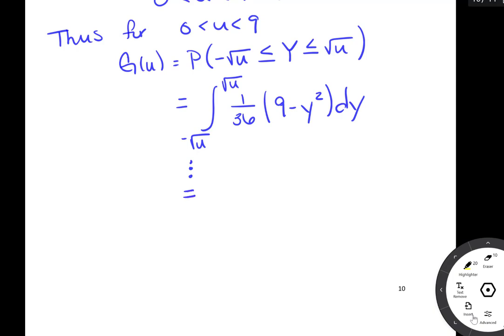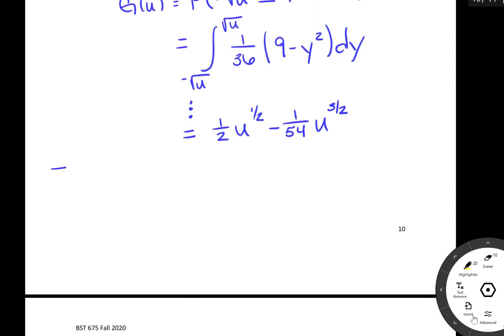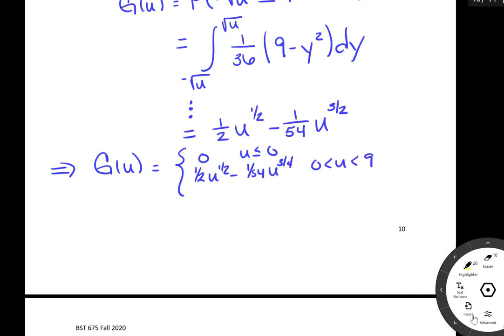You can confirm this on your own, but you should find that this is equal to 1 half u to the 1 half minus 1 divided by 54 u to the power of 3 divided by 2. So therefore, we know that capital G of u is equal to the following. It is equal to 0 when u is less than or equal to 0, it is equal to the following when u is between 0 and 9, and we also know that it is equal to 1, because remember this is a CDF, when u is greater than or equal to 9.